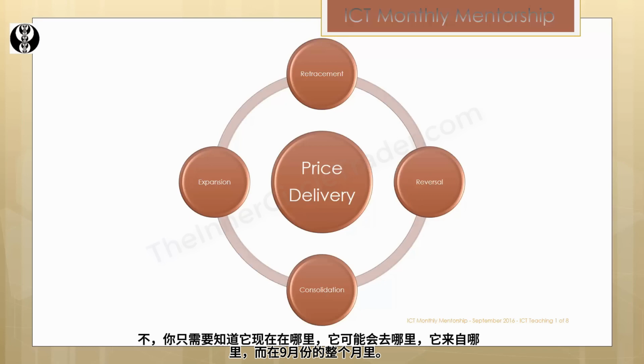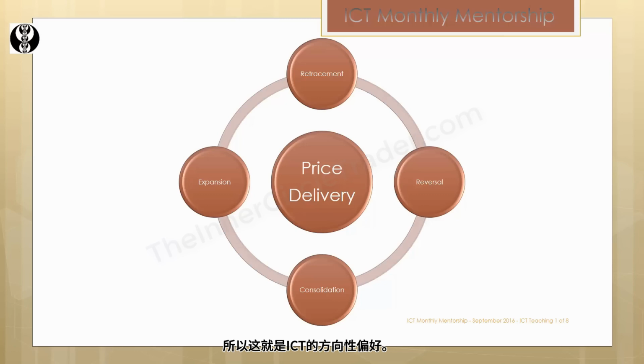No, you just need to know where it's at right now, where it's likely to go, and where it came from. And over the course of the month of September, you're going to get a lot of understanding about how to know where the market's going to go next. And that's going to fill in a lot of the gaps that you've had with teaching directional bias ICT.